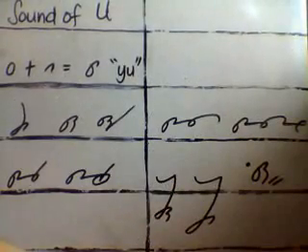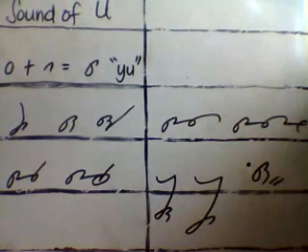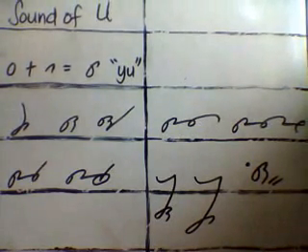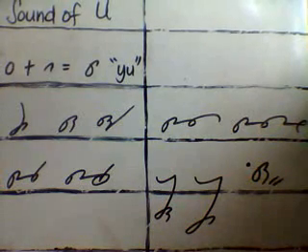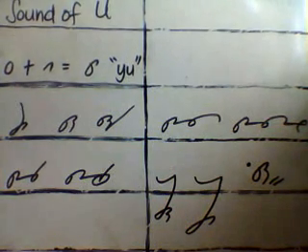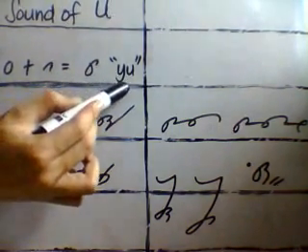Okay, now let's proceed. Let's try another sound, which is the sound of U. The sound of U, as in few, is written with a combination of the E and U symbol. So this E-U combination is called U. E plus U equals U. So we read this as U.